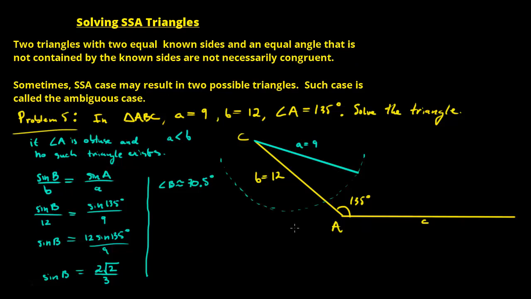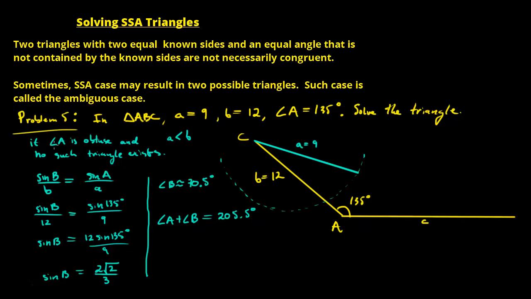But angle A plus angle B is equivalent to 205.5 degrees. And that's impossible, because I have this other angle, angle C, and the sum of the three angles should give me exactly 180 degrees. So this is impossible. So that's another justification that no such triangle exists.